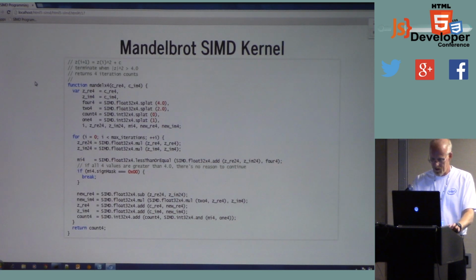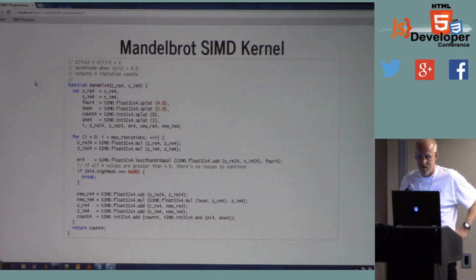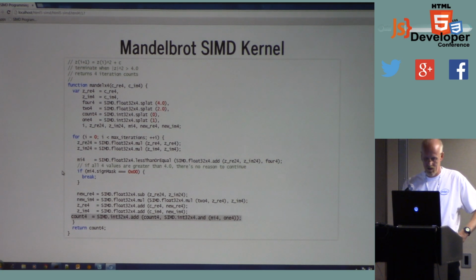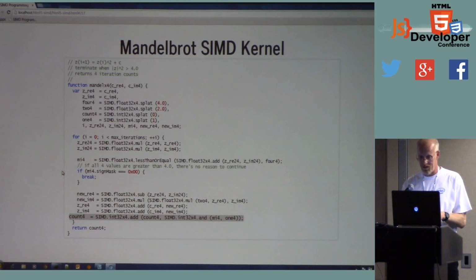So the kernel, in case you're interested, looks like this. Again, 15 lines of JavaScript code, which is not terribly complicated. The most complicated part is this piece in the center here where it's determining whether to keep counting or not. Since you need 4 iteration counts returned by this function to represent the colors in 4 pixels, and they're not all going to diverge at the same iteration count, you need to keep 4 separate count values.